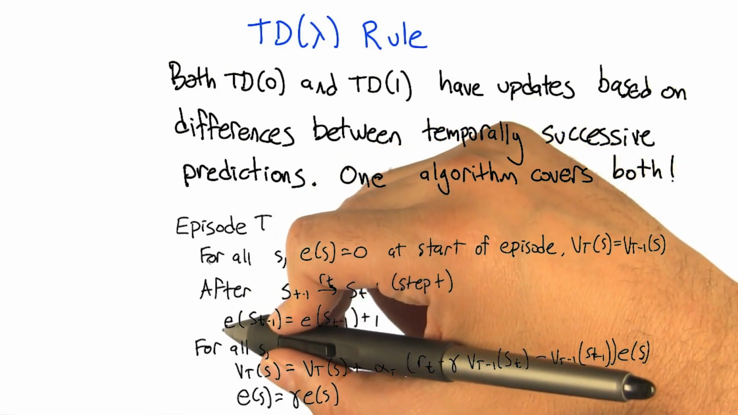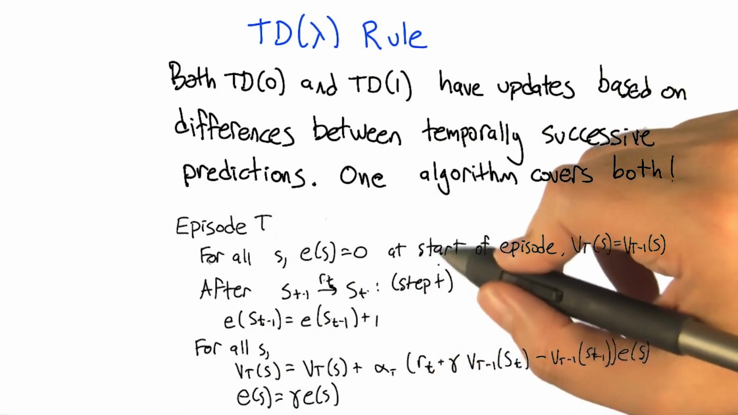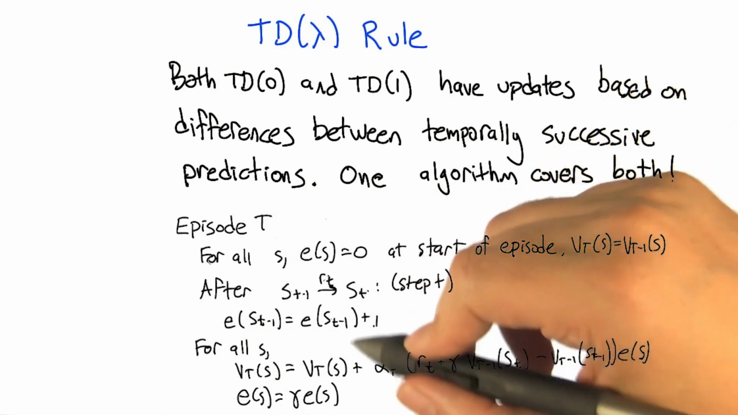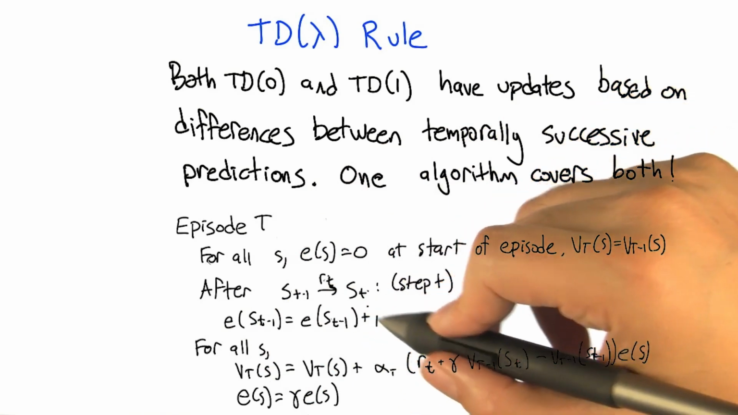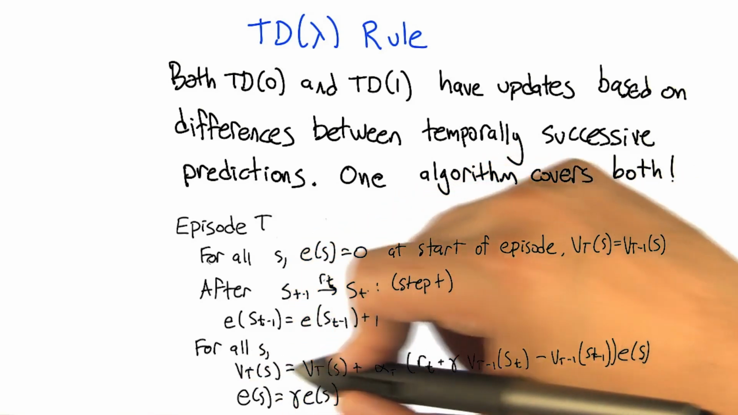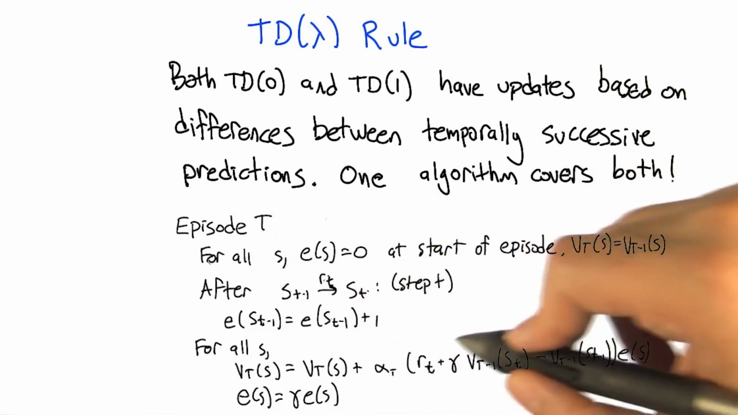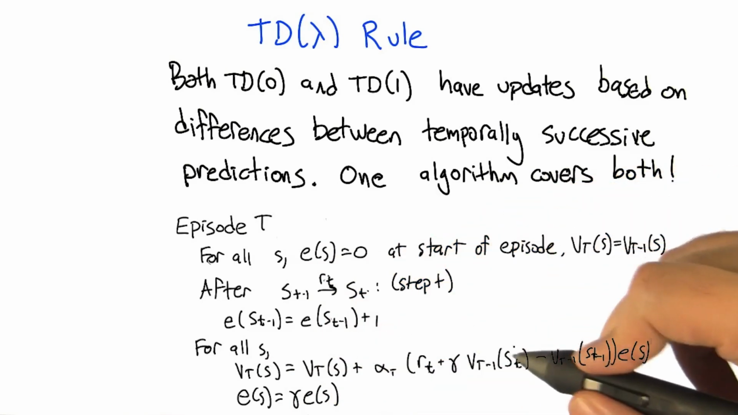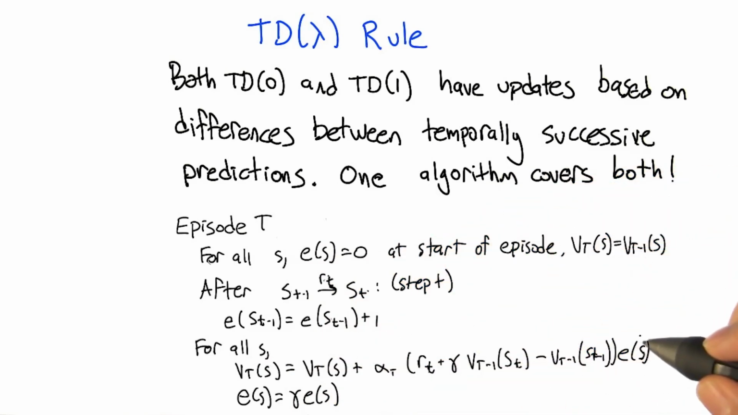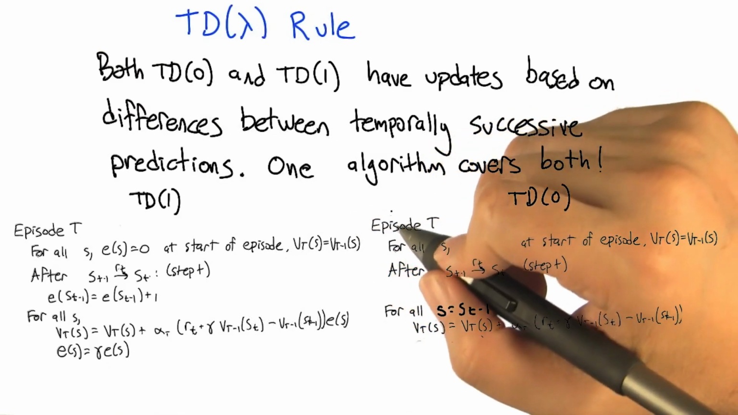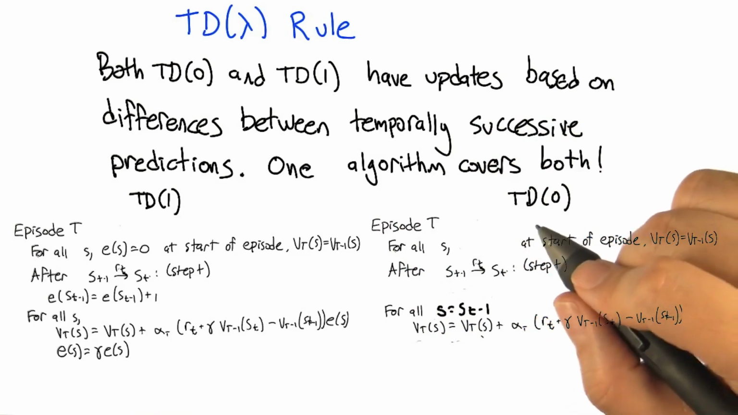So E here, the eligibility, is something that doesn't show up in the TD0 rule the way that we wrote it, but it does show up in TD1. This is the idea that we're going to update the values for all states, all S, and the amount that we do this same update varies depending on the current eligibility of that state in question. Okay, that seems reasonable. I feel better now.